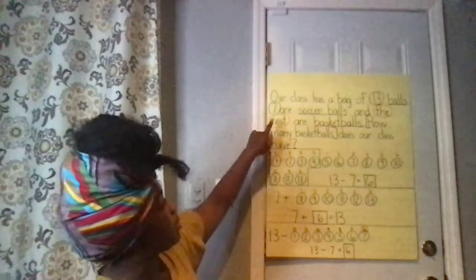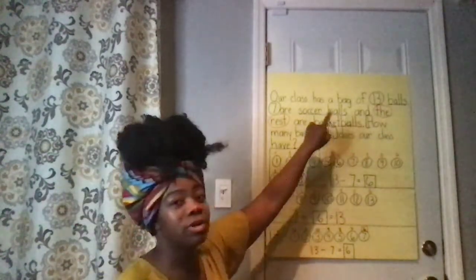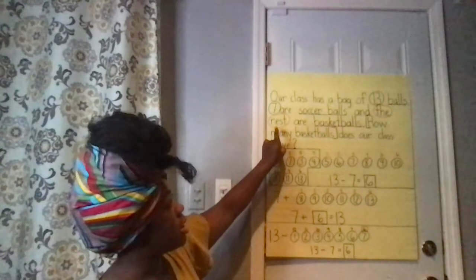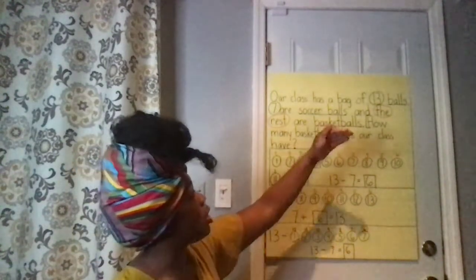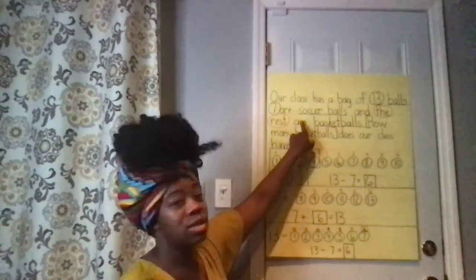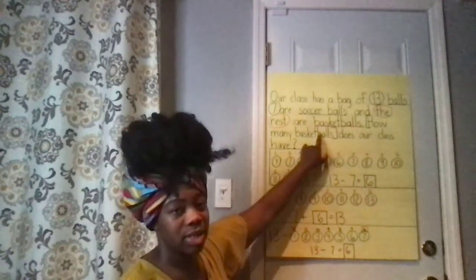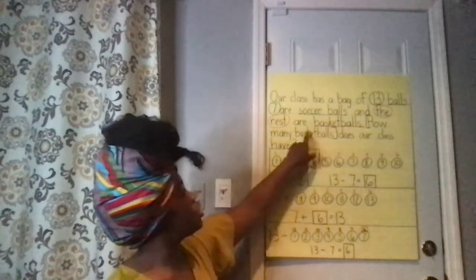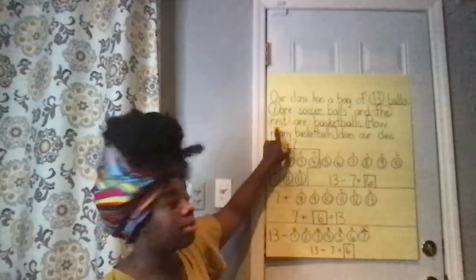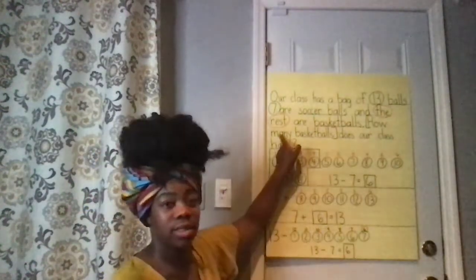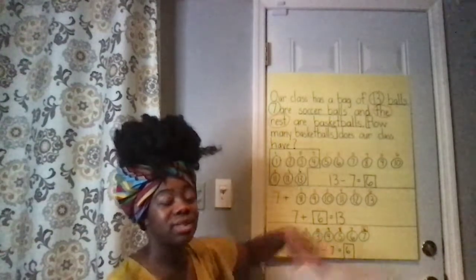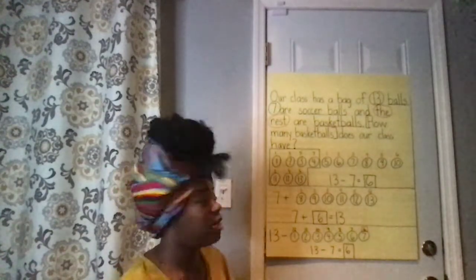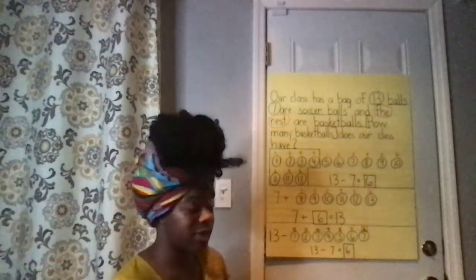So if you look on the paper, I have 13 circled and I have 7 circled. Now, I also have balls underlined, soccer balls underlined, and basketballs underlined. Those are a part of our units. Now, you'll also notice that in this particular problem, I have the words the rest circled because the rest represents an amount, a certain amount of basketballs specifically.